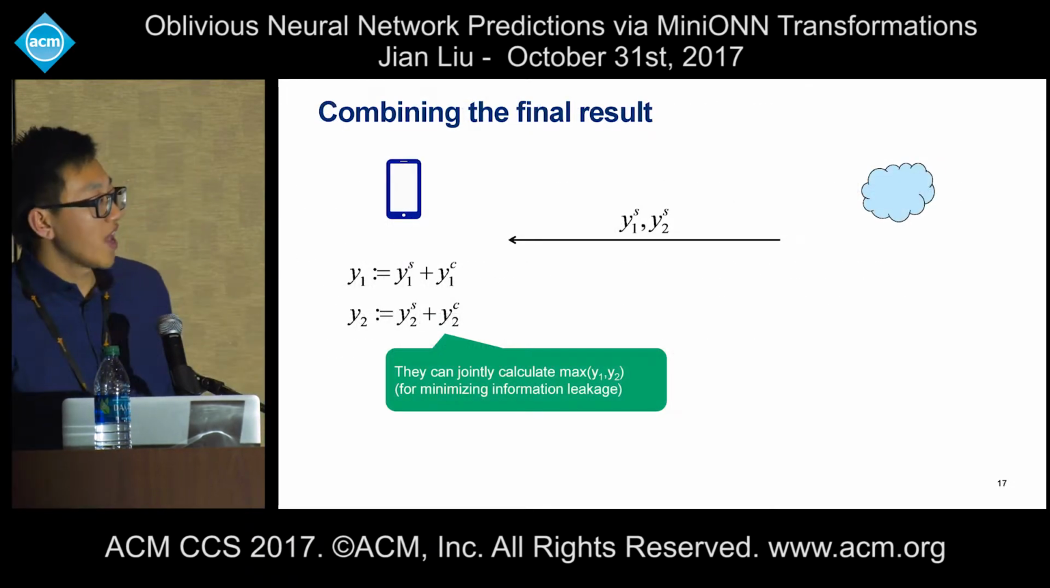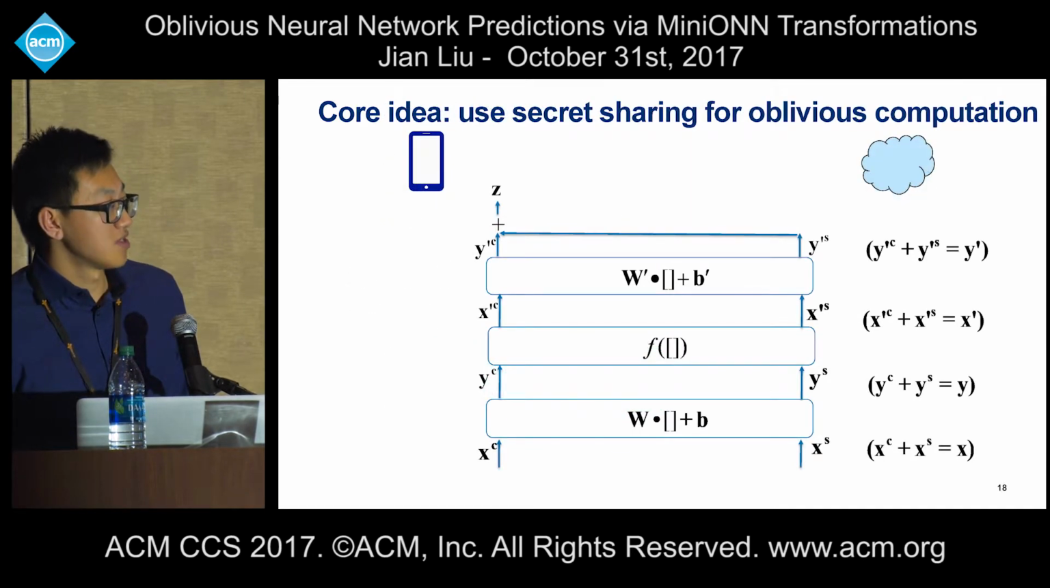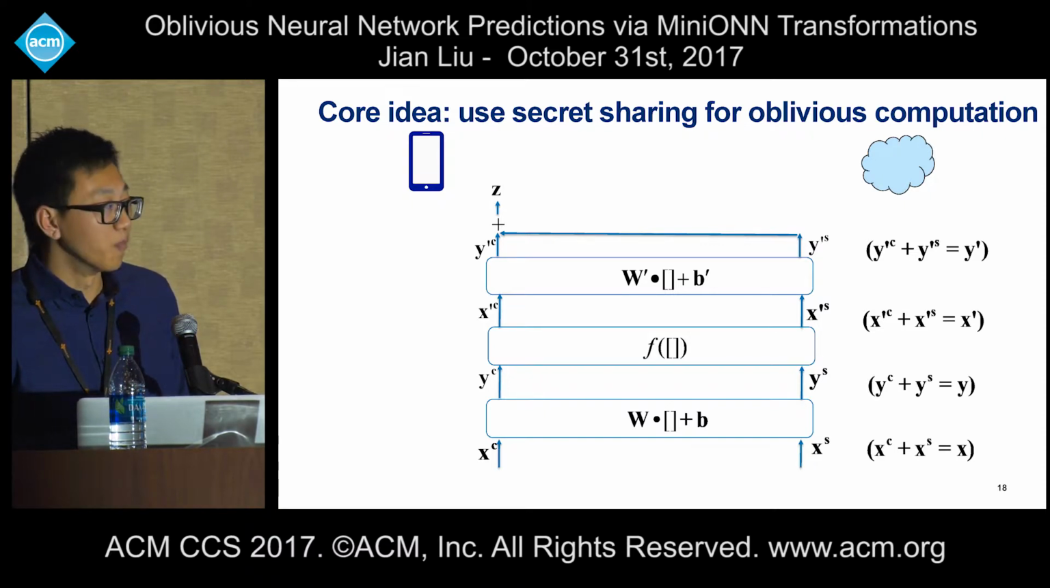Okay, so in the end, the server just returns its shares to the client, and the client can recover the real output by adding them together. Please notice that if the client only cares about the maximum value among y1 and y2, they can jointly calculate the maximum value of them using a Garbled circuit. This can minimize the information leakage.